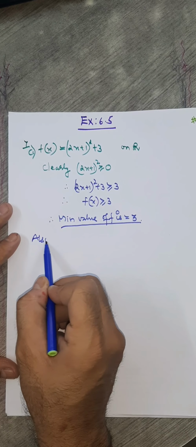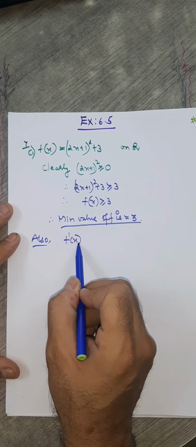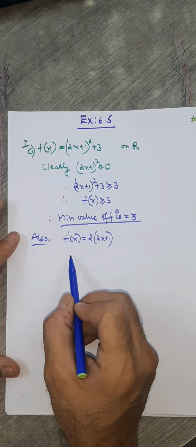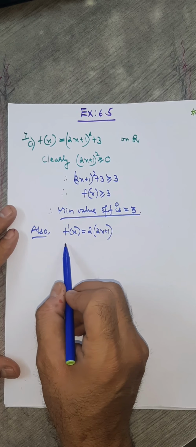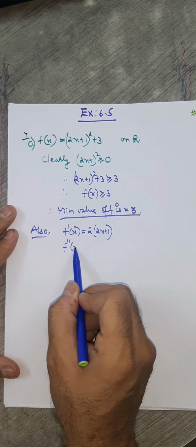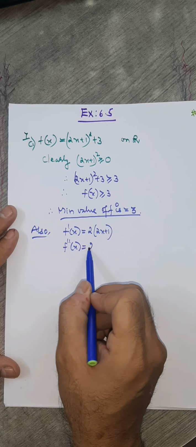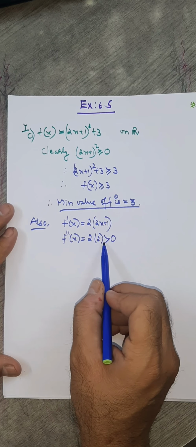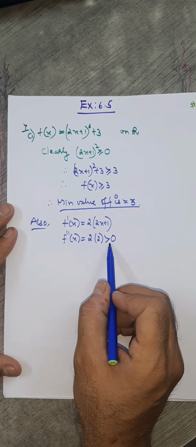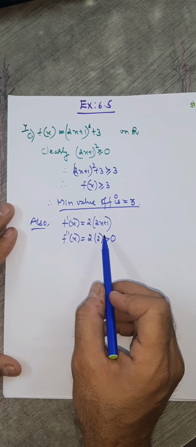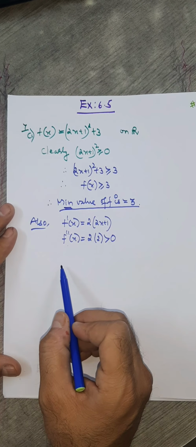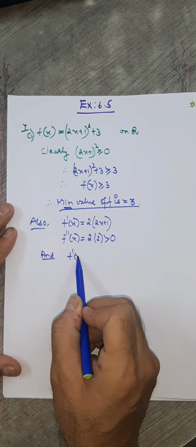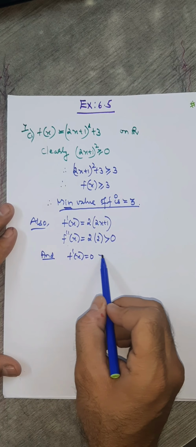Also, if you want to see, just get the f dash x, differentiation by chain rule: 2 into (2x plus 1) plus 0. And here f double dash, if you find, 2 being a constant, this is just 2, which is greater than 0. That means the second order derivative is always positive. Now whenever the second order derivative is positive, one of the theorems says the function always attains the minimum value. And how do you get it? Put f dash x equals to 0. So you'll get the point where the function attains the minimum value.